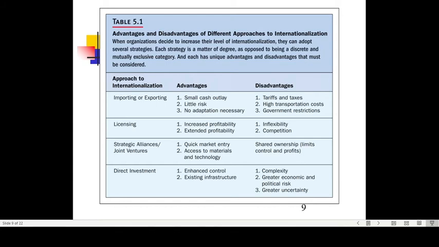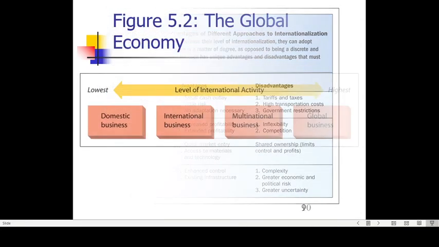But one of the disadvantages of this is complexity. It is very complex. It has greater economic and political risk also. For example, the political system has chaos. There is a tendency that the GDP of the country might be at risk. Or greater uncertainty. You can never know why.